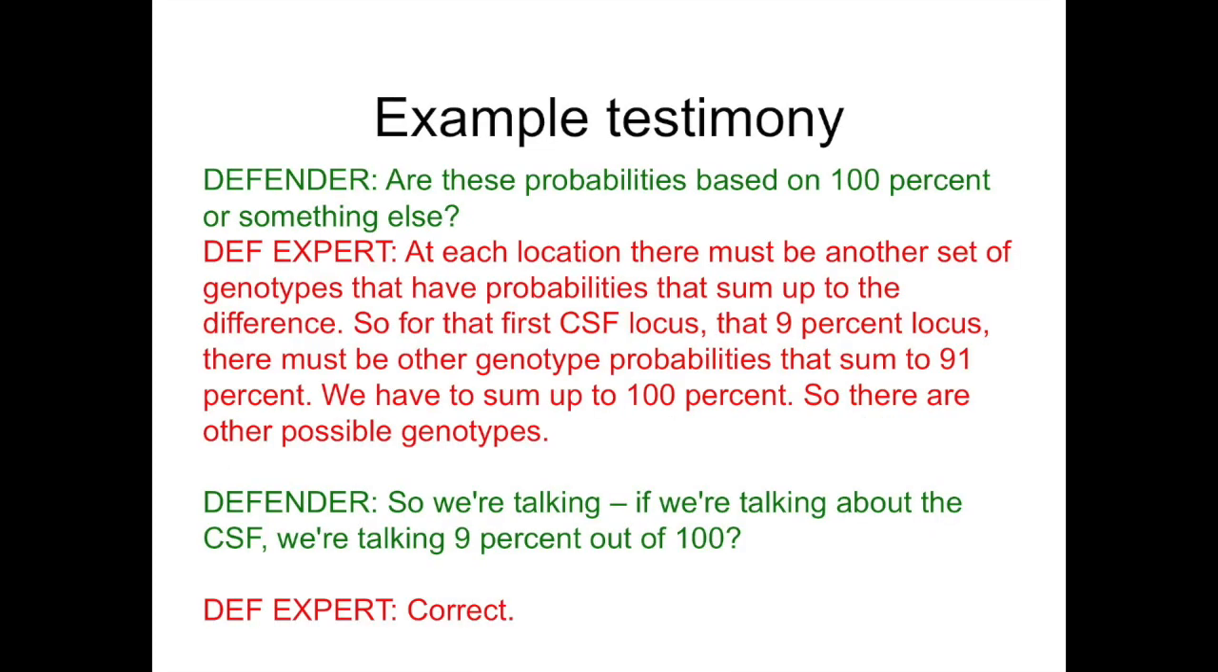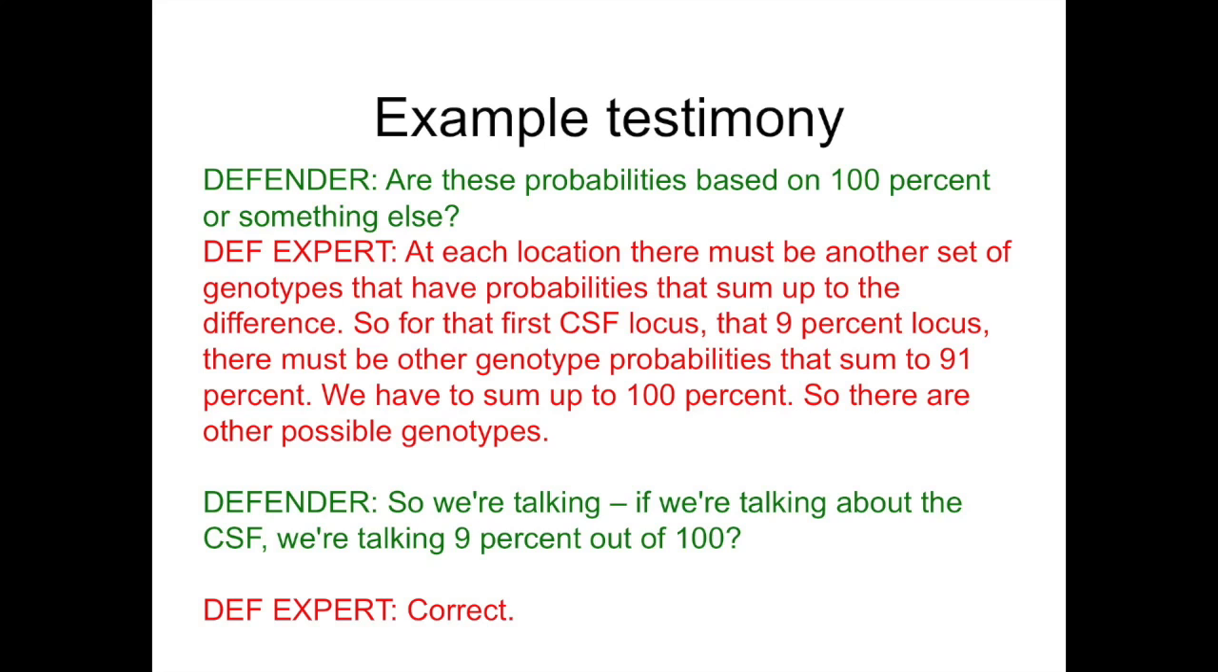To see what's going on, let's examine some defense expert testimony. The defender opens by asking, "Are these probabilities based on 100% or something else?" The defense expert replies, at each location there must be another set of genotypes that have probabilities that sum up to the difference between 100% and whatever it is for one person. So, for that first CSF location, that 9% locus, there must be other genotypes that sum up to 91%. We have to sum up to 100%, so there are other possible genotypes.